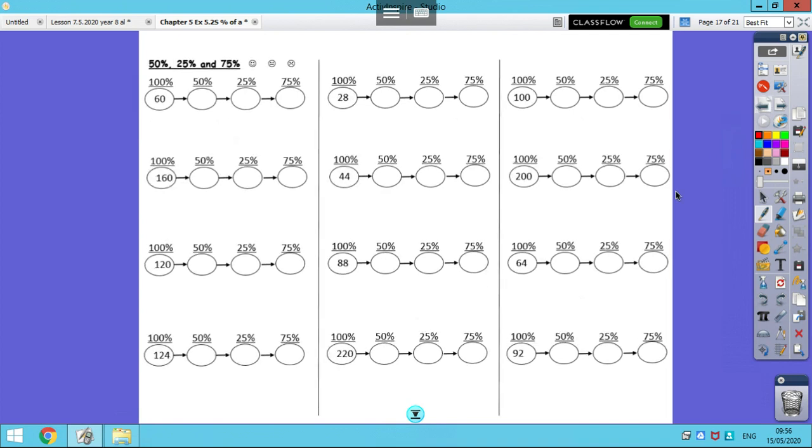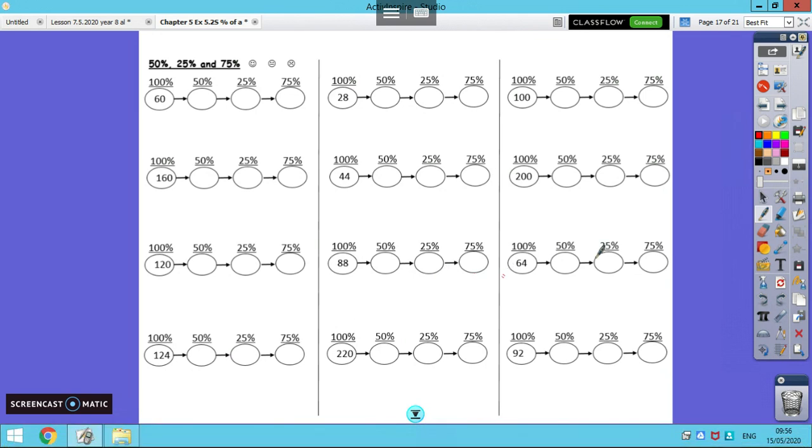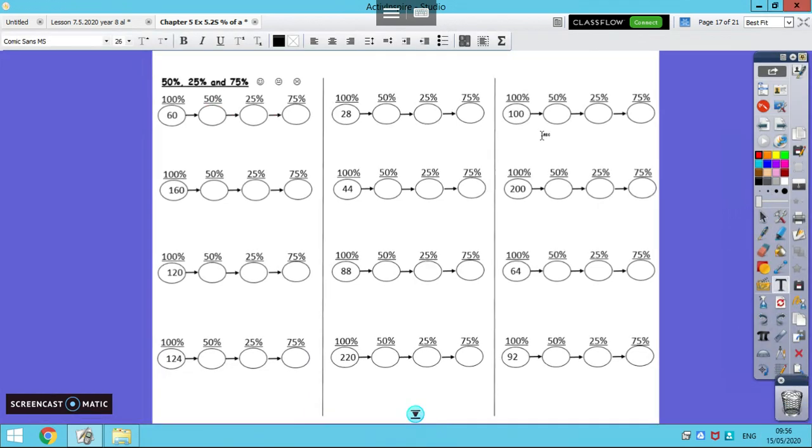Okay, what I'll do, let me see if I've got time. Yep, we've got time, that's fine. I'll go through one of them from each one with you. So 60 is my starting one. I divide by 2 to find, I might type it actually because that'll probably be better than writing.